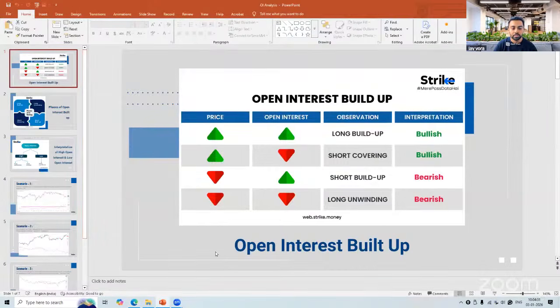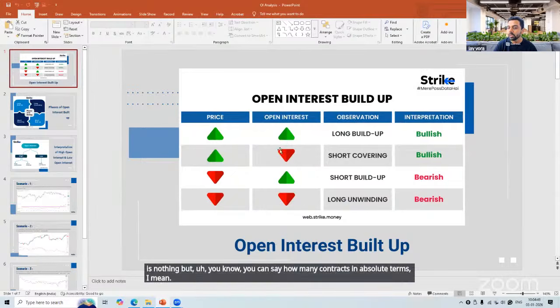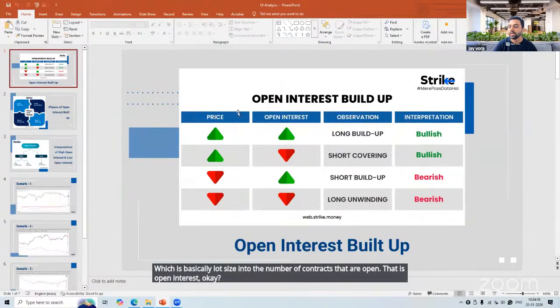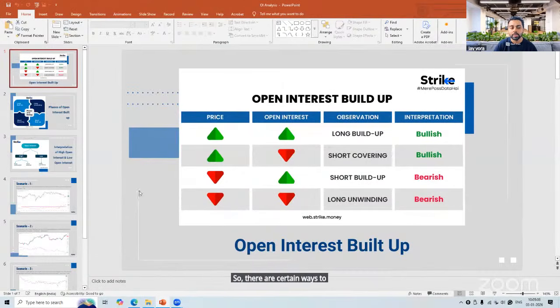So see, the thing with futures data is that you get price and you get open interest. Open interest is nothing but, you can say, how many contracts in absolute terms, in number terms, which is basically lot size into the number of contracts that are open. That is open interest. Okay, so there are certain ways to interpret open interest and price.